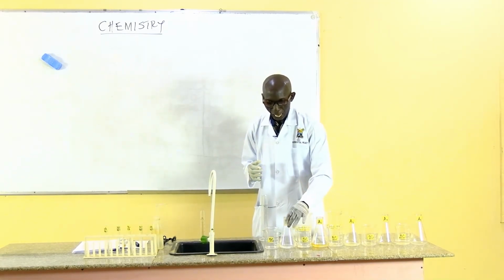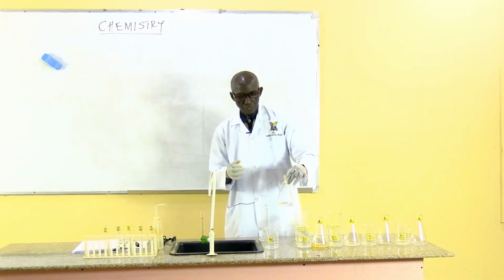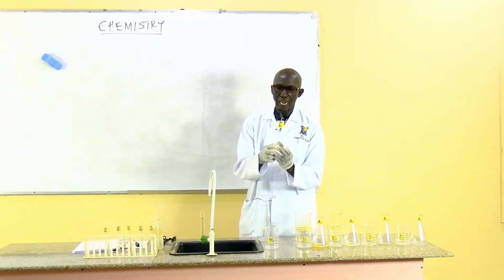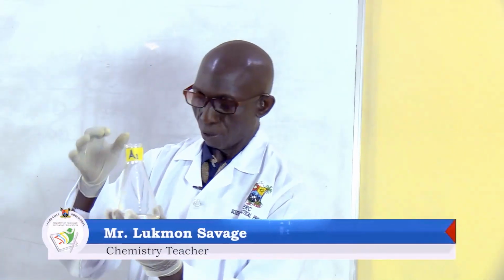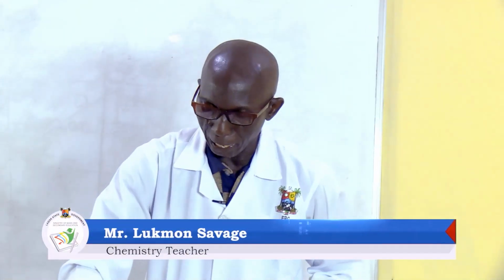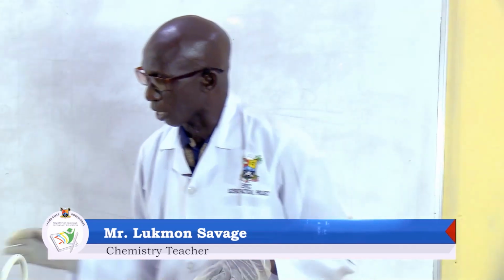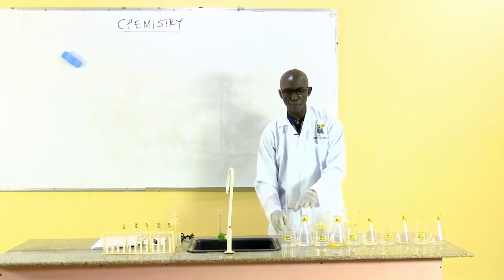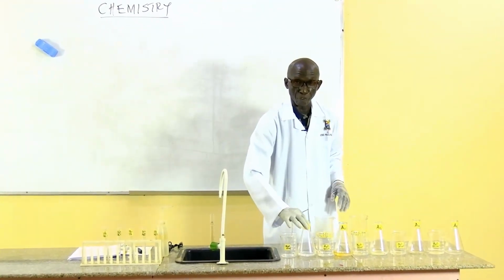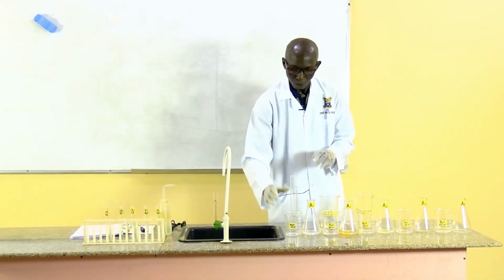So I have my sodium trioxosulfur sulfate 4 in this first conical flask. The volume here is 50 cubic cm. Of course, I've used my measuring cylinder to measure 50 cubic cm into the conical flask A1.